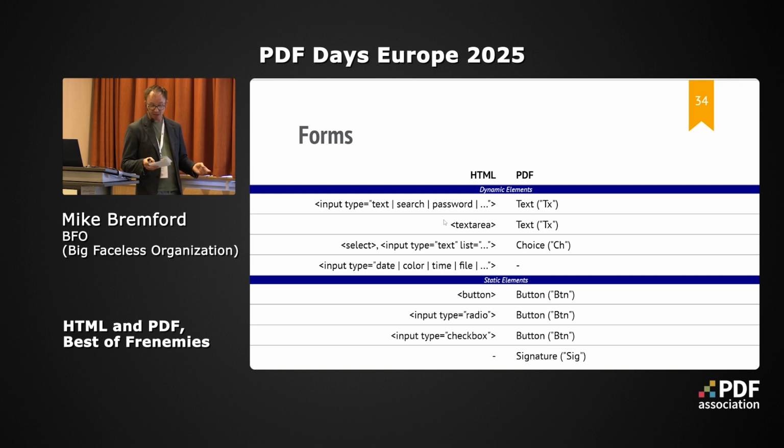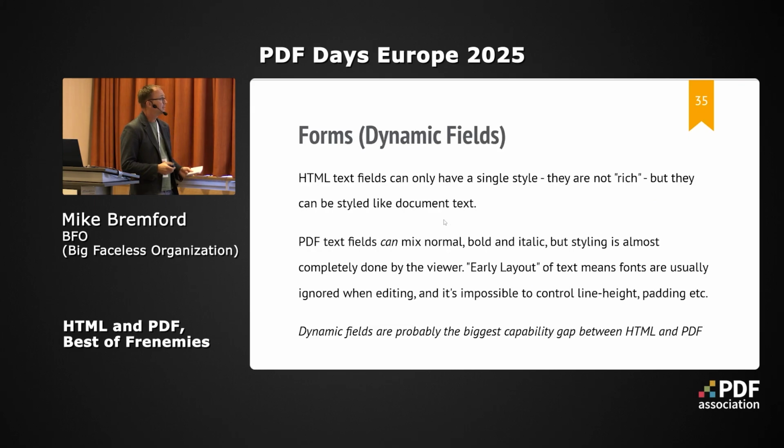Both HTML and PDF buttons have predefined states, so think of a radio button can be checked or unchecked. These are static fields, and we contrast them with dynamic fields like text, where the value can be literally whatever the user types in. And it's these dynamic fields that are the problem. HTML can style them like any other element. You can set the font, the line spacing, the padding, within reason, but they are infinitely stylable.